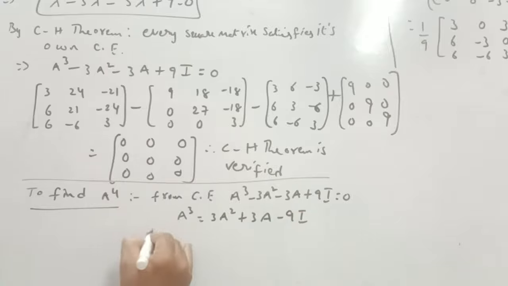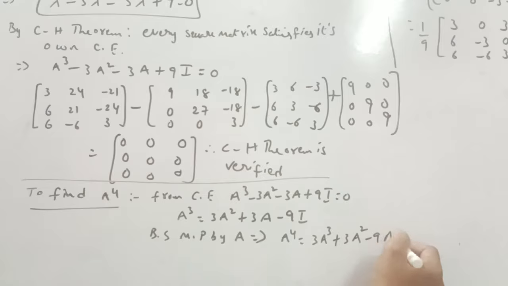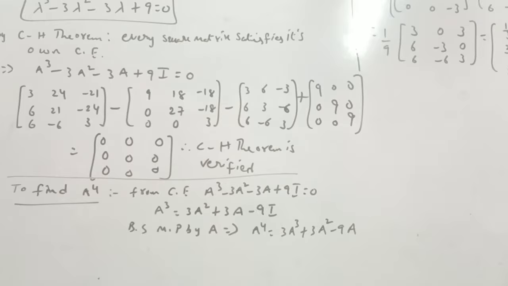Right? So multiply both sides by A. If I multiply both sides by A, what do I get here? A power 4 is equal to 3A cube plus 3A square minus 9IA, I get A. So that is the value of A power 4. Okay. So if I find A power 4 using the calculator, here I have to find A cube, A square and 9A. So it's a little bit lengthy, no space here. So I'm directly writing the answer here using the calculator.